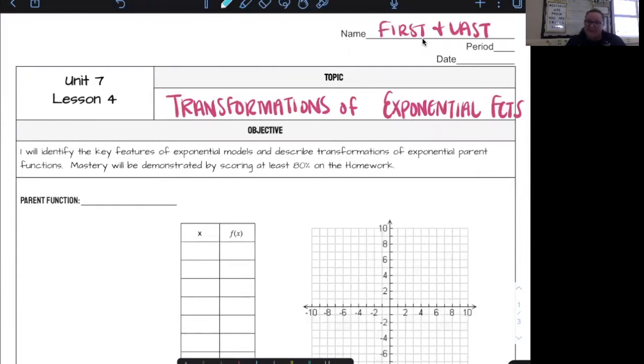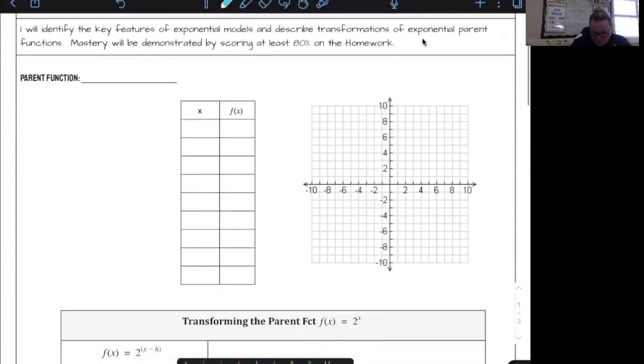Our objective today is: I will identify the key features of exponential models and describe transformations of exponential parent functions. Mastery will be demonstrated by scoring at least 80% on the homework. So we're not going to do an extra practice today. Once you're done with the lesson, you're just going to jump into your homework and get your notes submitted to Schoology. Your homework is still on that.